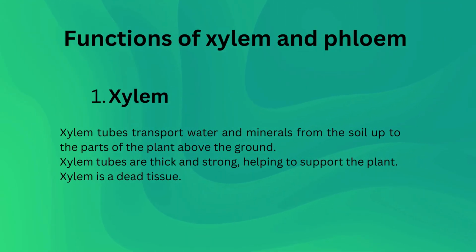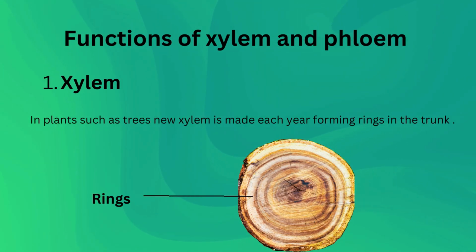Now, when we say xylem is a dead tissue, what does it mean? It means that the cells in xylem are not alive. These cells have thick walls and are hollow, which allows them to efficiently transport water and minerals throughout the plant. Their lack of living content also makes them strong and supportive. In trees, every year new xylem cells are produced. These new cells form layers, creating rings in the trunk, as you see in the pictures. Each ring represents one year of growth, and by counting these rings, we can determine the age of the tree.